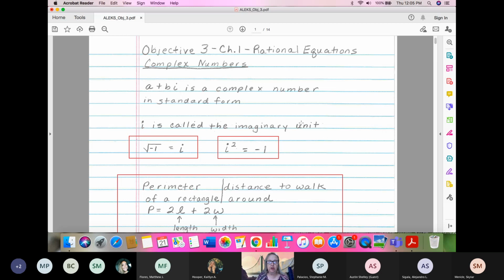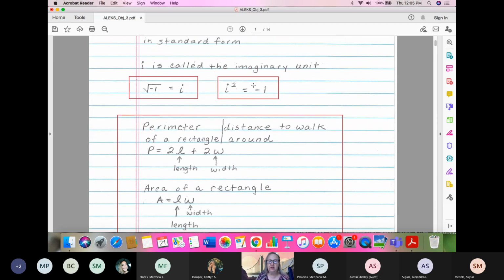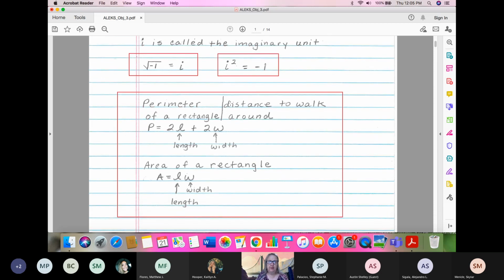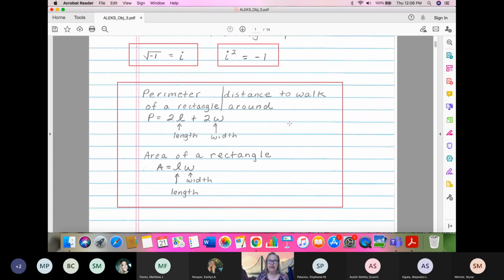So I would encourage you to copy down what's inside these red boxes here, if you will. These are good formulas to put in your notebooks, as is what's in this red box. We're going to also be talking about perimeter and area today. So I would like you to copy down what's in both those red boxes.